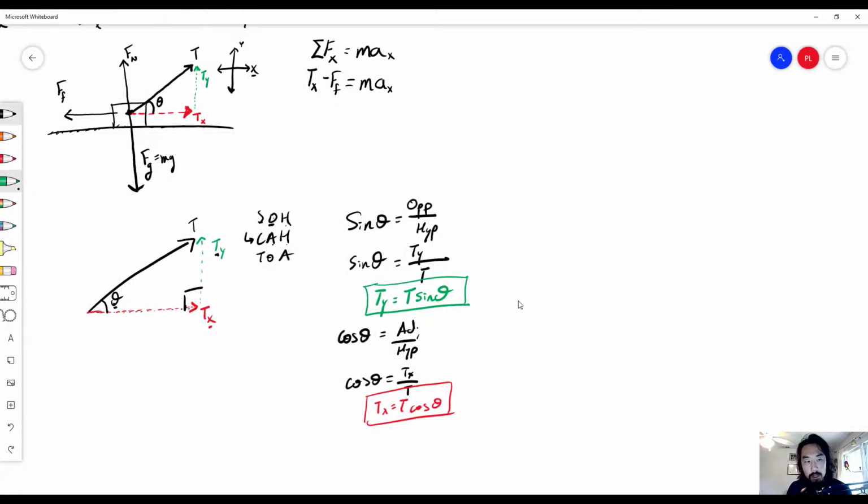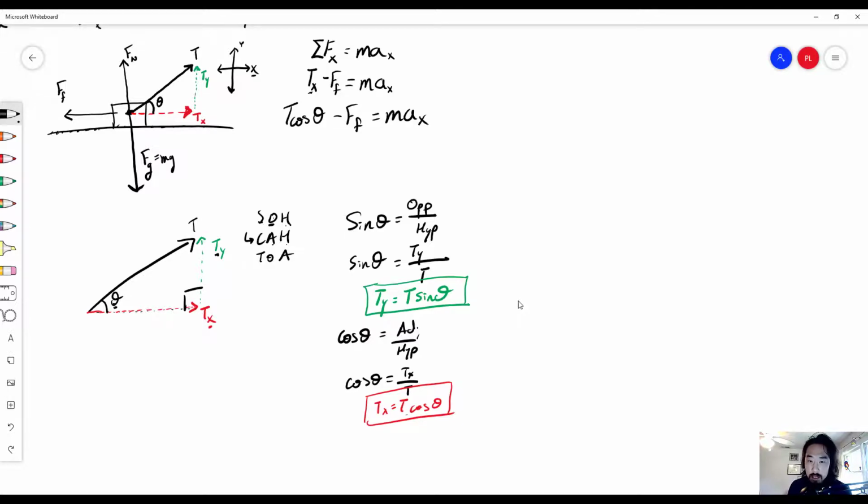So if I were to go back to the original equation, we see that we have Tx here. So instead of Tx, we can write T cosine of theta minus the force of friction is equal to the mass times the acceleration. Okay. Now, later down in the unit, we will actually figure out what the force of friction equation is, and so we can substitute that in. All right, so at this point, this is the basis of our mathematical equation.